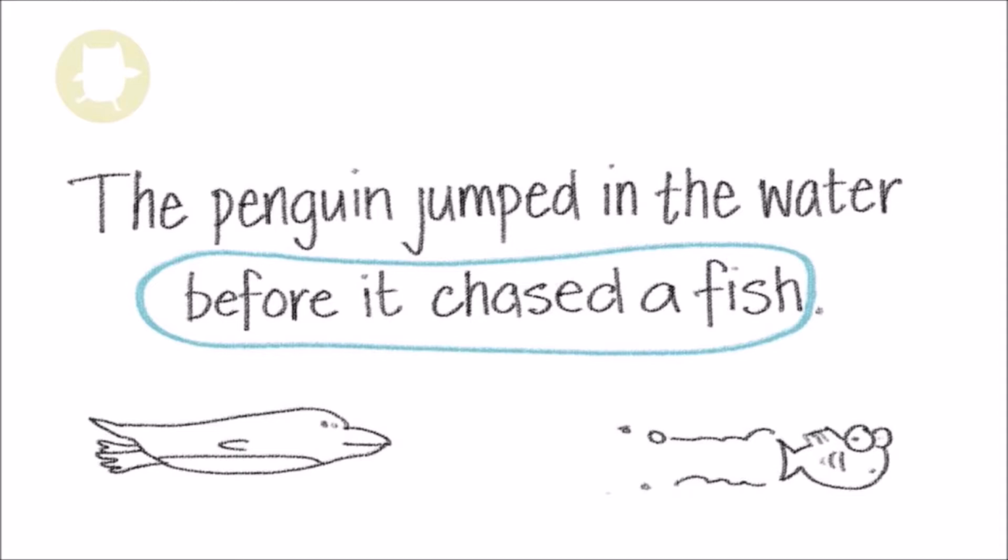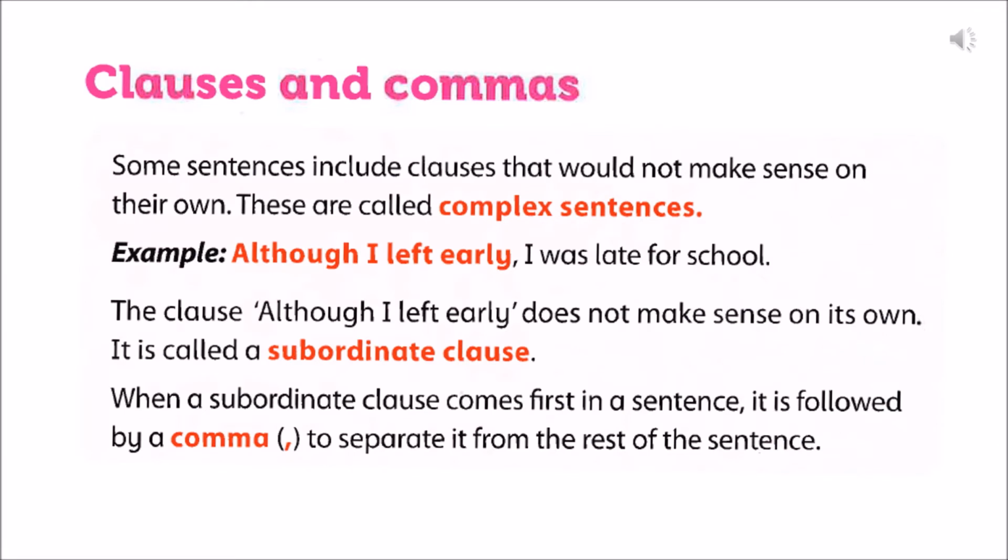Before it chased a fish is the subordinate clause. We see before it chased a fish cannot work by itself. It needs the main clause to make sense. With the main clause and the subordinate clause together, we now have something called a complex sentence. As we just learned, some sentences include clauses that would not make sense on their own. These are called complex sentences. For example, although I left early, I was late for school. The clause, although I left early, does not make sense on its own, so therefore it is a subordinate clause.